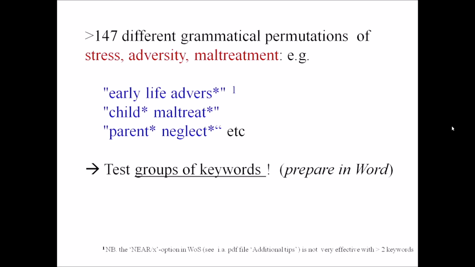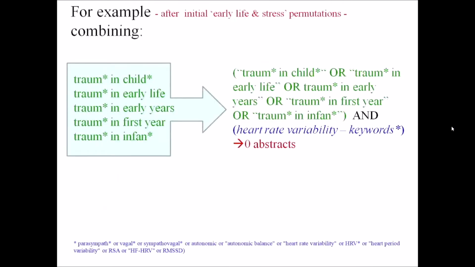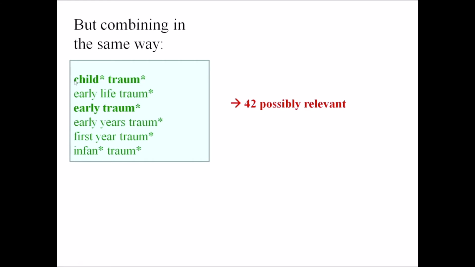So, to make it easier, I tested groups of keywords, preparing them in Word. These are the phrases that I tested in groups. As you can see, there are multiple, and there are actually still more. I started after initial early life stress permutations with trauma in childhood, trauma in early life, etc. combined in this keyword profile and combined with heart rate variability keywords. And with this group of phrases I didn't find anything. But I was more successful with other groups like this one.